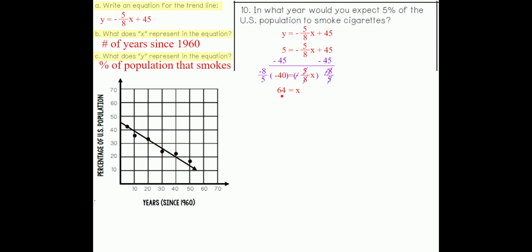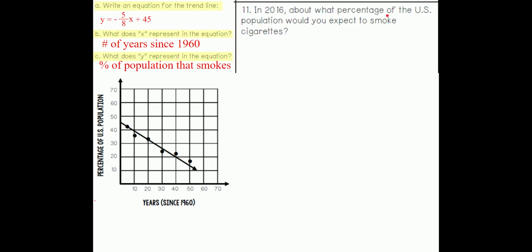So the question was, in what year would you expect 5% of the US population to smoke cigarettes? It's not the year 64. Remember, X represents the number of years since 1960. So it's been 64 years since 1960. So you're going to be adding 64 to that, and you get to the year 2024. So by 2024, you should expect the population of smokers to be 5%.